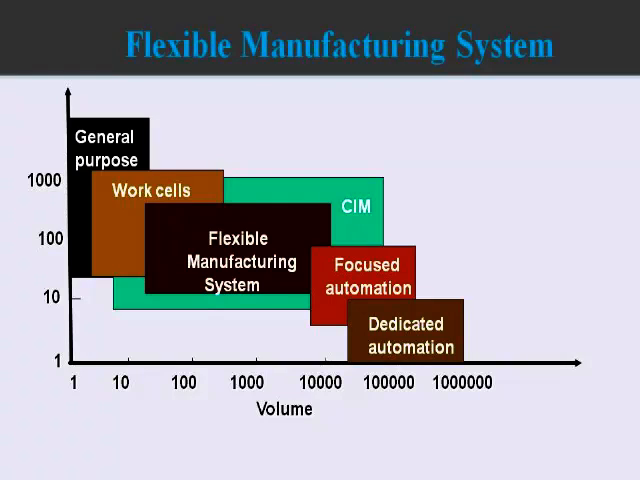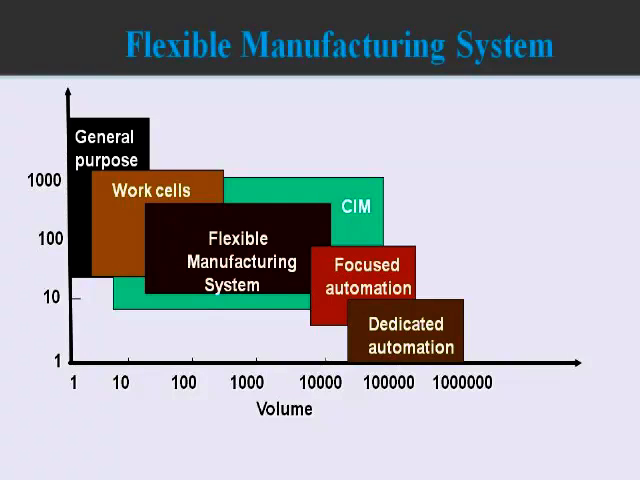Different other production systems, like focused automation and computer integrated manufacturing, will occupy certain other extents as well. We are going to discuss those later. So a flexible manufacturing system is called a mid-volume, mid-variety production system. That means in an FMS, we can produce a variety of parts, maybe around 10 to 100, and the production rate of these parts may be around 100,000 per annum.